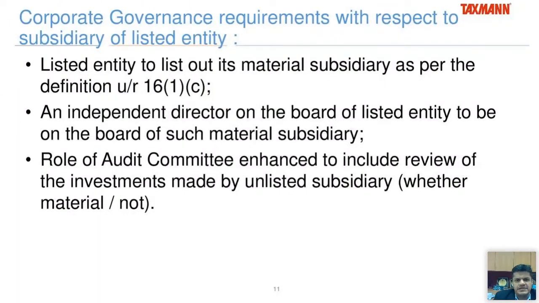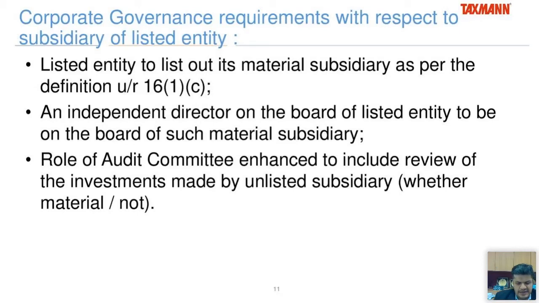In terms of the corporate governance requirements with respect to subsidiaries of listed entities, the listed entity will have to list down its material subsidiaries as per the definition under Regulation 16(1)(c). Therefore, this is a requirement for all the subsidiaries which are material, and we know that materiality has been defined in LODR to be 20%, constituting at least 20% of the revenue, profits, or the asset size of the entire group. An independent director on the board of the listed company is to be on the board of such material subsidiary.